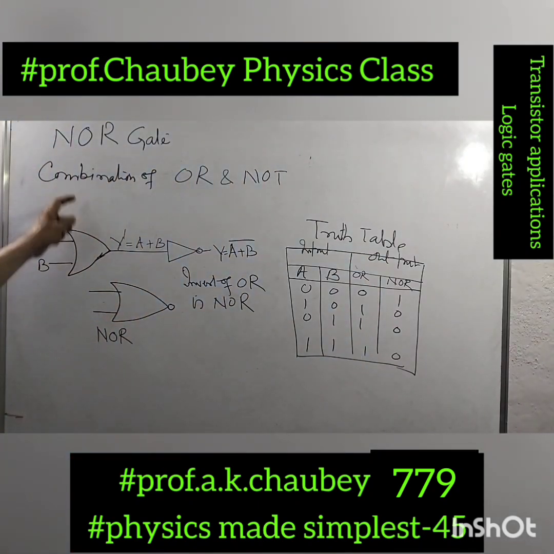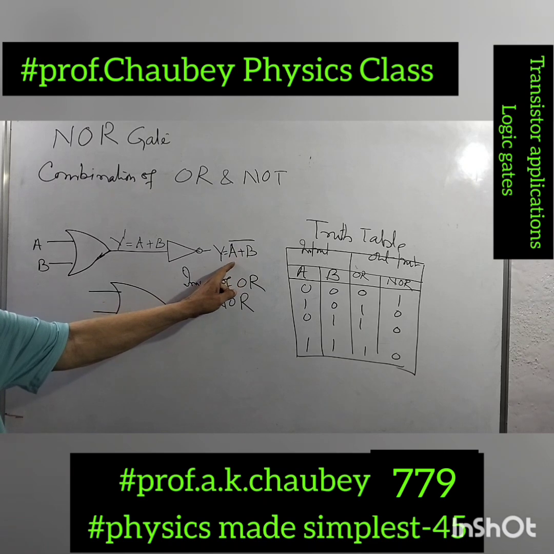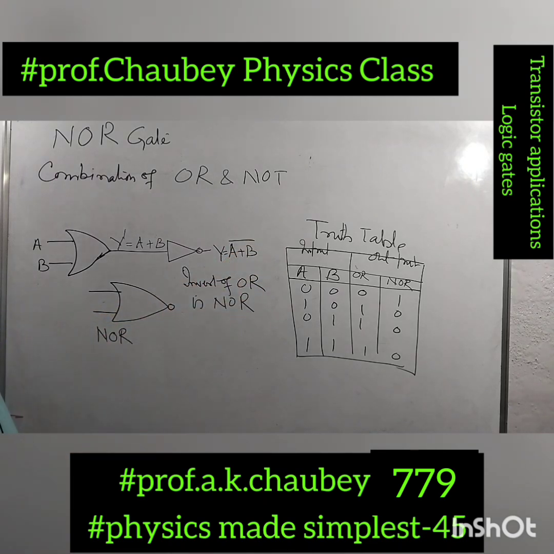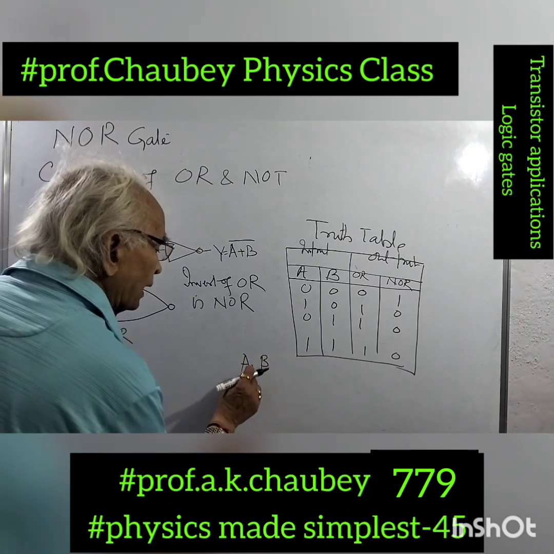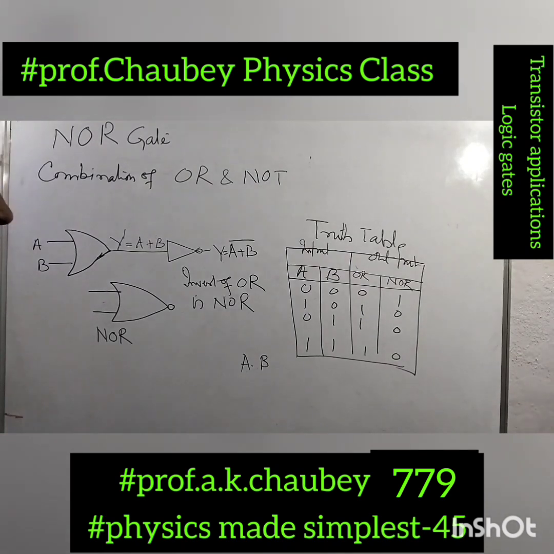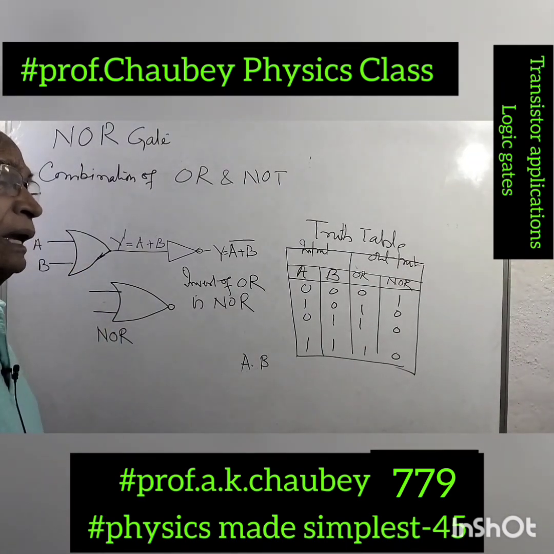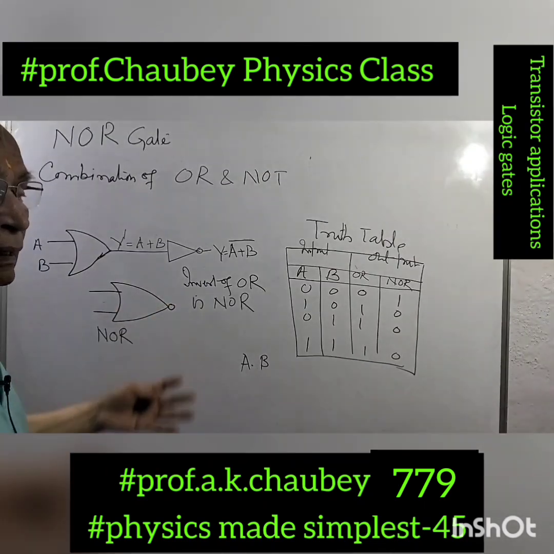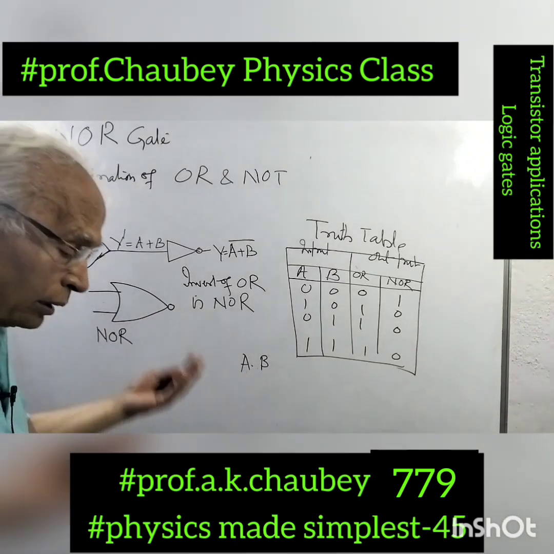So this is the combination of NOT with the OR, and it gives inverse of A or B, that is A plus B. This is written as A or B. And here we write A dot B, this is called A and B. This is the AND logic, this is the OR logic, output representation. So this is the NOR. This way we have AND gate, OR gate, NOT gate, NAND gate, and NOR gate.